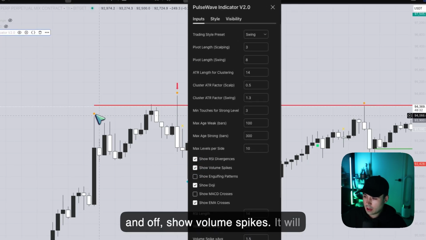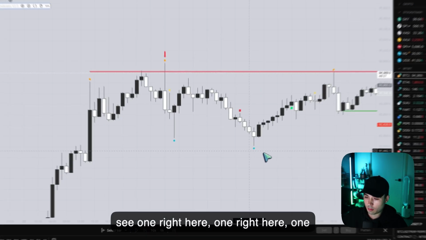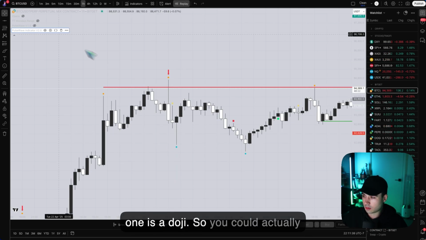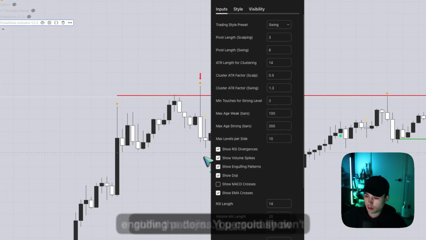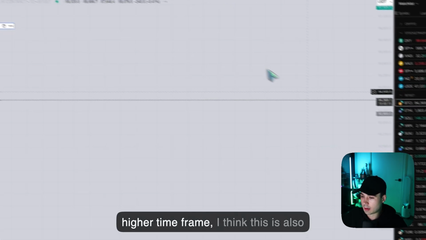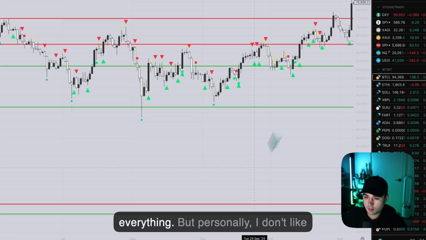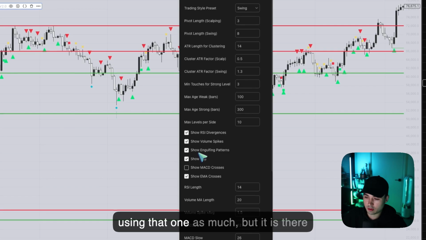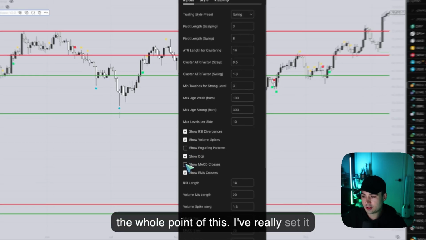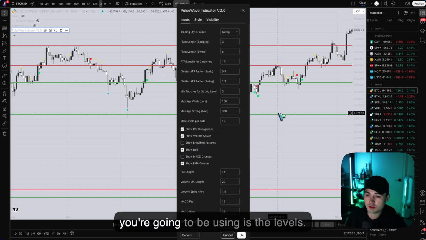Show volume spikes. It will give you this little diamond when there's a volume spike. So you could see one right here, one right here, one right here, and it's consistent with how the candles actually work. This yellow one is a doji, so you could actually show the dojis. You could show engulfing patterns. I personally don't like using this one as much, but on higher time frames, I think this is also pretty solid. But it is there if you want to use it, right? And that's the whole point of this. I've really set it up to just be adaptable to any trading style, but the main primary thing that you're going to be using is the levels.